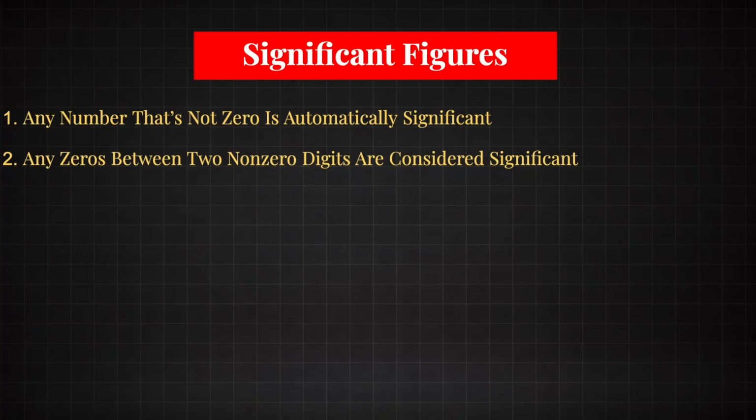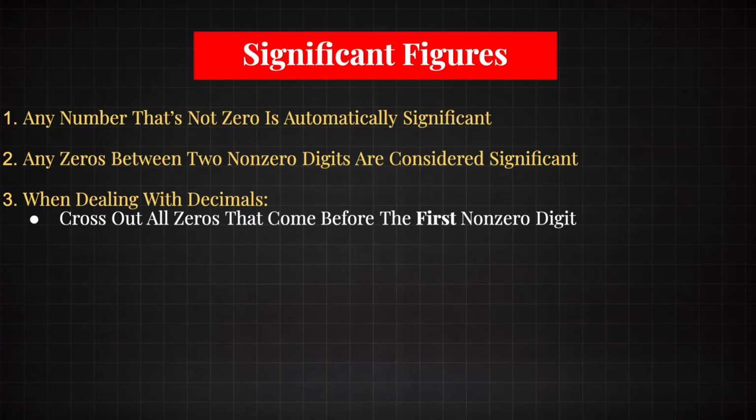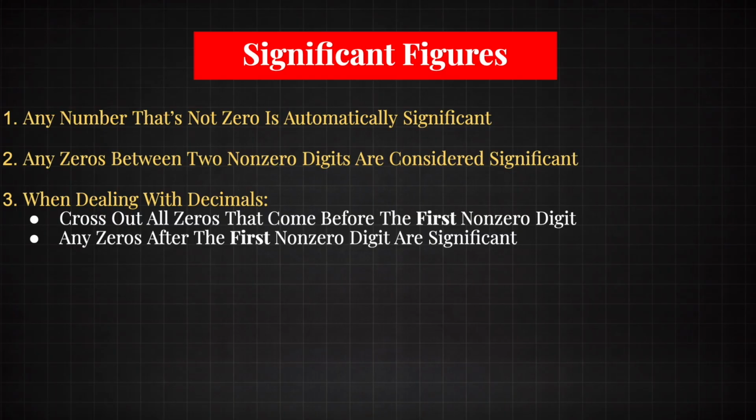From now on, if you see you're dealing with a decimal, cross out all the zeros that come before the first non-zero digit. They are not significant. However, any zeros after the first non-zero digit are considered significant. For example, if you get something like this number here, cross out all the zeros before the number 4. They are not significant. The 4 and all the numbers after it, including the zeros, are significant.